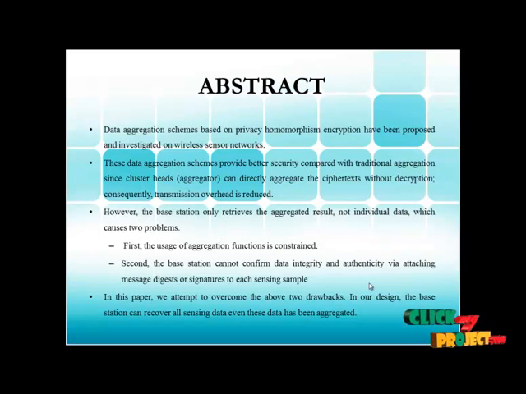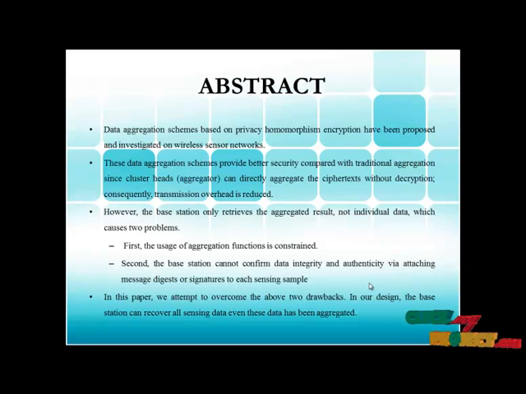Now let us start the abstract of our project. Data aggregation schemes based on privacy homomorphism encryption have been proposed and investigated on wireless sensor networks. These schemes provide better security compared with traditional aggregation, since cluster heads can directly aggregate the ciphertext without decryption. Consequently, transmission overhead is reduced. However, the base station only retrieves the aggregated result, not individual data, which causes two problems. First, the usage of aggregation functions is constrained. Second, the base station cannot confirm data integrity and authenticity by attaching message digests or signatures to each sensing sample.